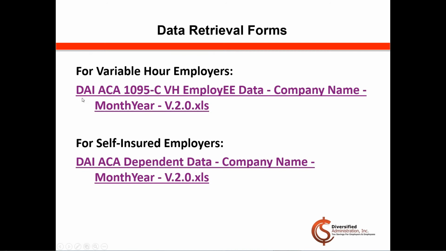DAI stands for Diversified Administration Incorporated, ACA, 1095C, variable hour, employee data. Your company name will be entered here, and the month and year that's being reported. If you're submitting several months, you may enter the first month and the last month of the reporting period. Then for those that are self-insured, there's a second file, dependent data file, that we'll go over a little later.